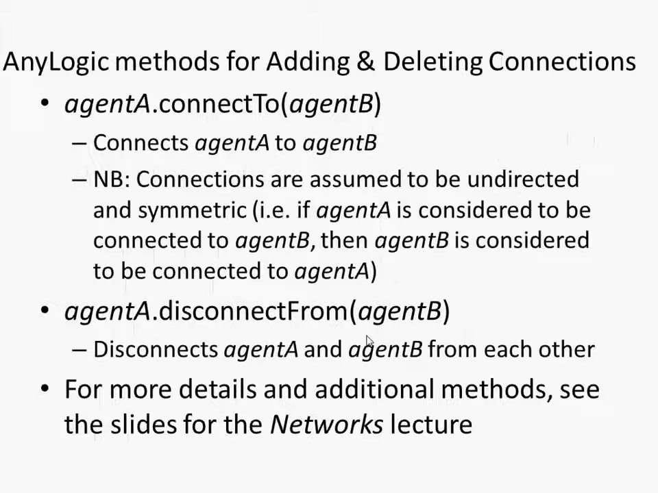So there are some methods for connecting people and deleting connections, and these are the two methods here. So per Sergey's question, if you have an agent and you have a reference to it called agentA.connectTo(agentB), it'll connect to agent B, and you could just say disconnectFrom. It's as simple as that for connecting people.